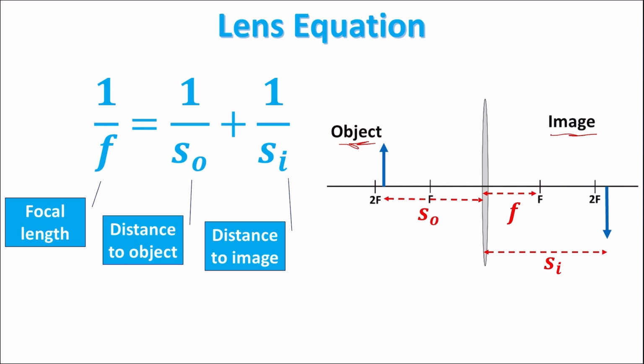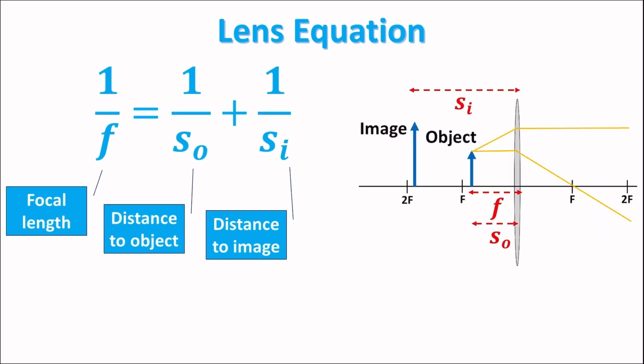Now, one thing that's a little bit different between lenses and mirrors in this equation is what's defined as a positive SI. In this case, the refracted light rays actually do pass through the image, which makes this a real image on the opposite side of the lens. So when the image is on the opposite side here, the image is real and SI is positive.